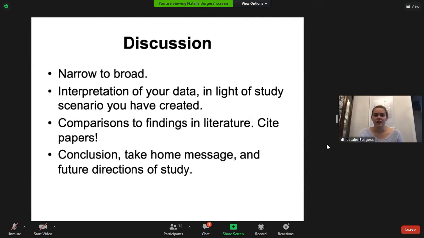And then in your discussion, you're going from narrow to broad. This is where you interpret your data. You are not interpreting any of your data in the results. Your results section is simply stating the biggest parts of your results to make them pretty clear, but you're not going to think, oh, why is this this way? What does this mean? This is where you bring it into your discussion. It's in a different section. You're going to compare your findings to those in the literature. You need to cite your papers. And then your conclusion, take-home message, and future directions of study. This is in further detail in the handout. That's just very, very basic.